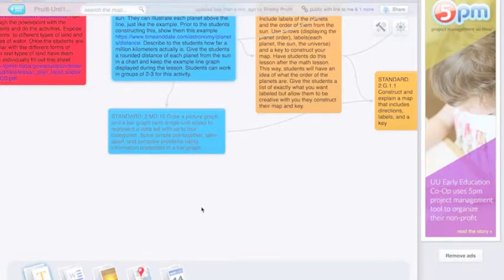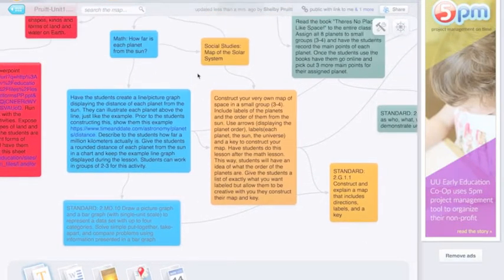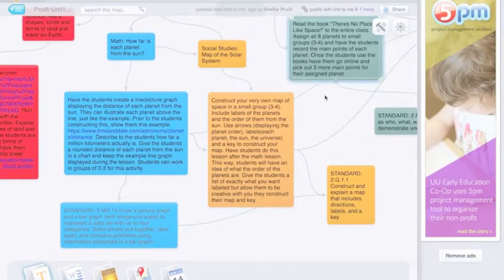And the standard for this is draw a picture graph and a bar graph with single unit scale to represent a data set with up to 4 categories. Solve simple put together, take apart, and compare problems using information presented in a bar graph. So students are creating their line picture graph of the planets and how far away they are from the Sun.